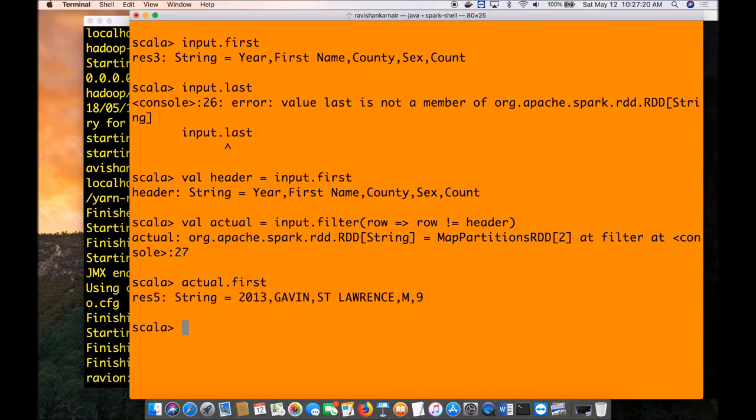It eliminated the header now. Now I got the data. But can I do something on this particular data? What will happen if I write actual of 0? Will I get 2013? Come on. Actual of 0, will I get 2013? No. Why? Because actual of first is that entire string.